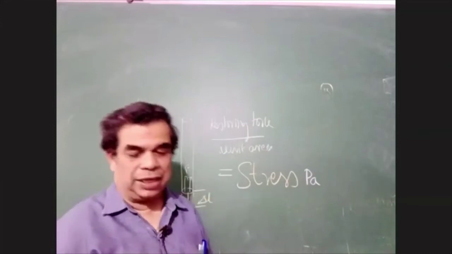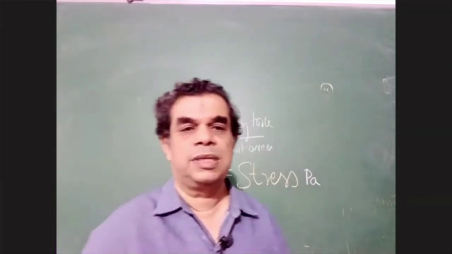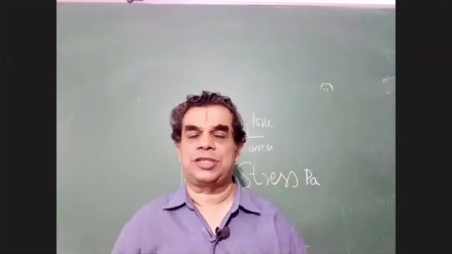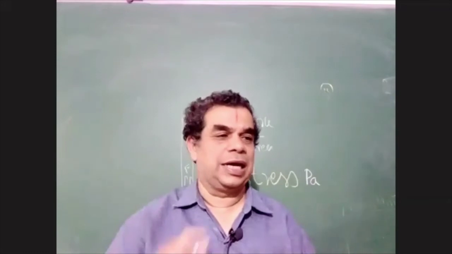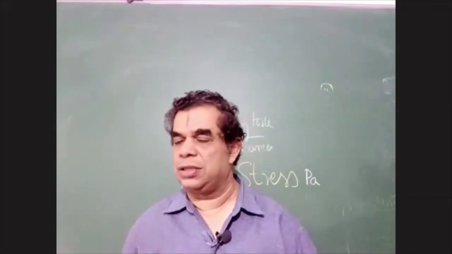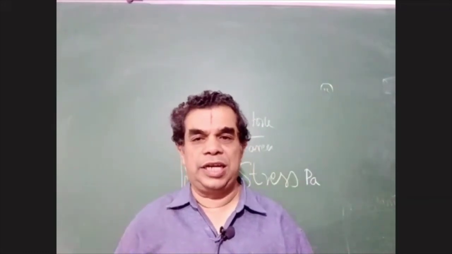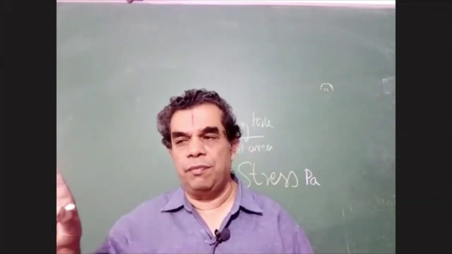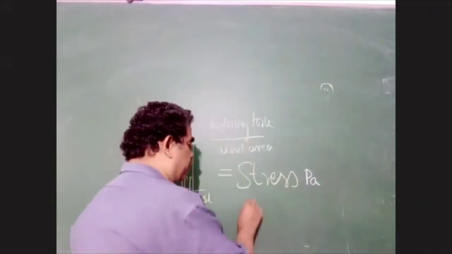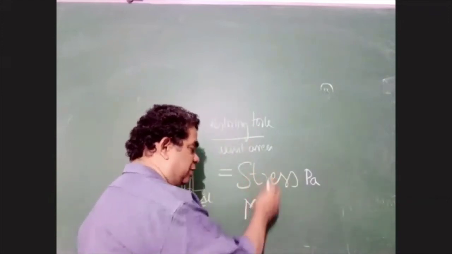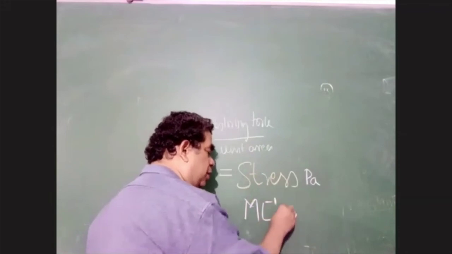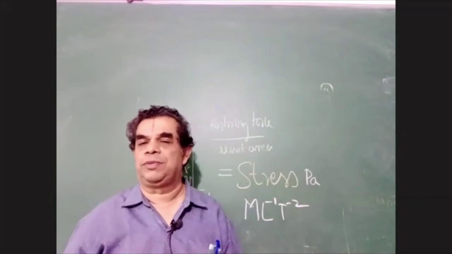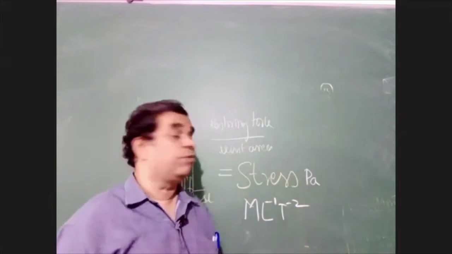Newton is the force, so the dimensional formula is M L T to the power of -2 divided by area, which is L square. So in the numerator there is one L, below there is L square. So one L cancels. So L in the denominator goes to the numerator as L to the power of -1. So the dimensional formula for pressure or stress is M L to the power of -1 T to the power of -2. That is the dimensional formula for stress.